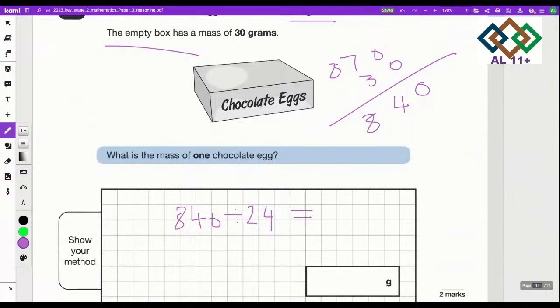So you have 840 divided by 24 to get your answer, and that is 35 grams. Again, you all have to know how to do your long multiplication and division. You have found 840, but you have to subtract that to find how much one chocolate egg costs.